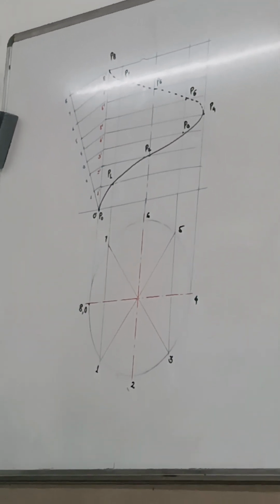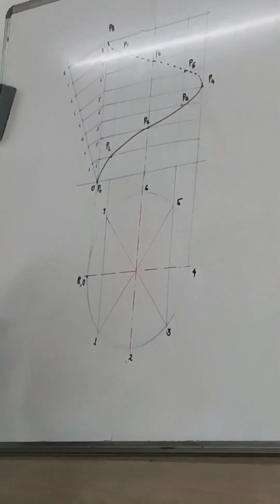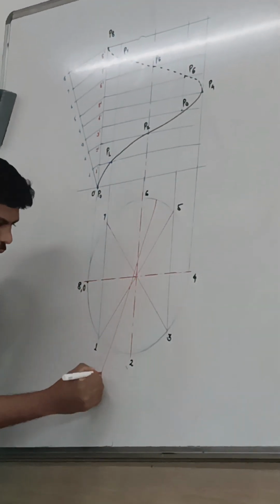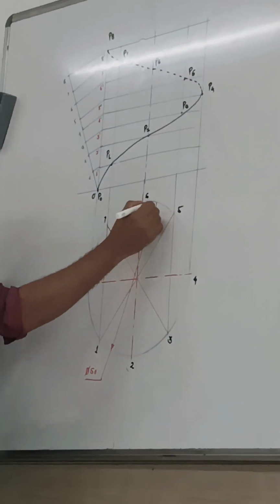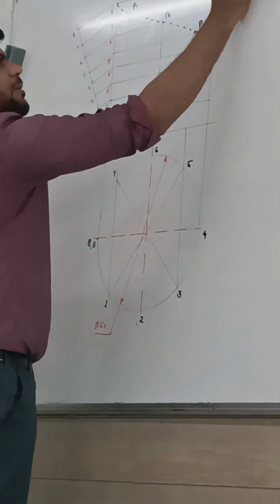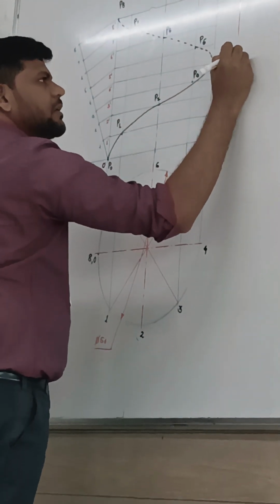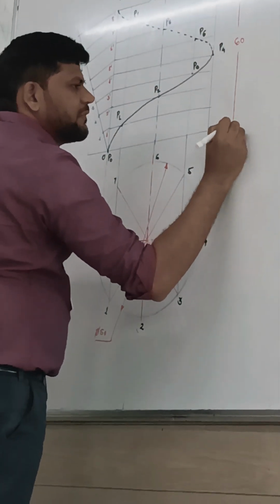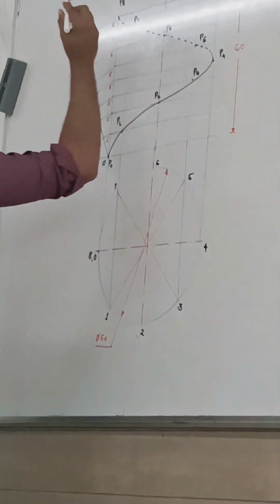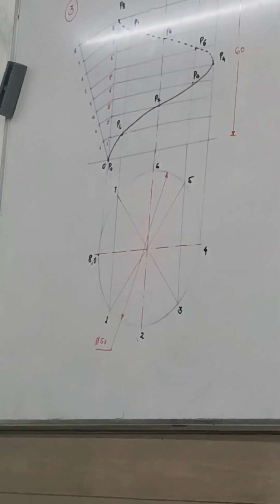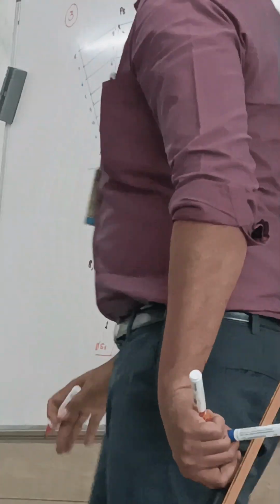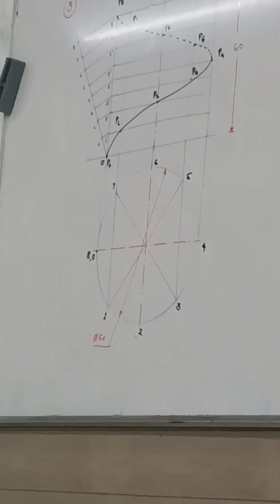Okay. In this question, how to give the dimensioning? This is complete. Only the diameter we need to mention. So diameter 50 millimeter first, and how much is the height? 60 millimeter. That we need to mention. And give question number. This is question number 3. Done. This is the procedure to draw a helix.